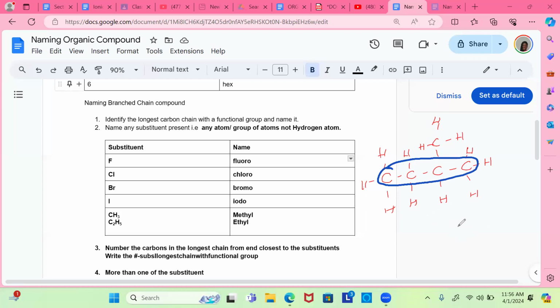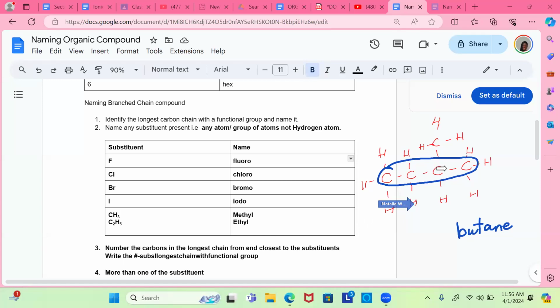So the name of that would be butane. I am looking at all the carbons to see if there's anything other than hydrogen bonded. When I look at this carbon right here, I am seeing H, H, H, so there are no substituents. This carbon here has a hydrogen, hydrogen. Are there any substituents?